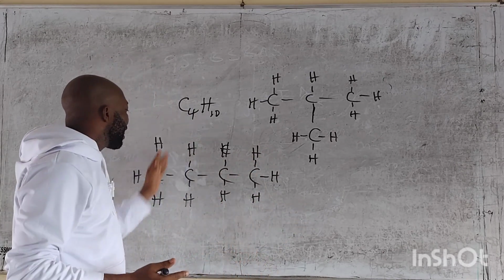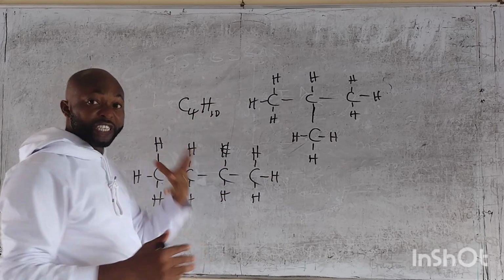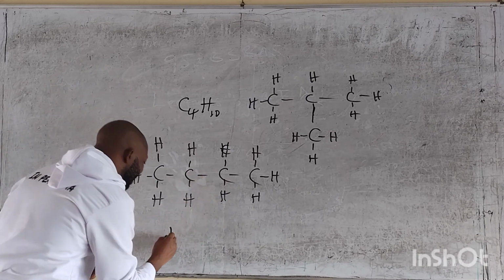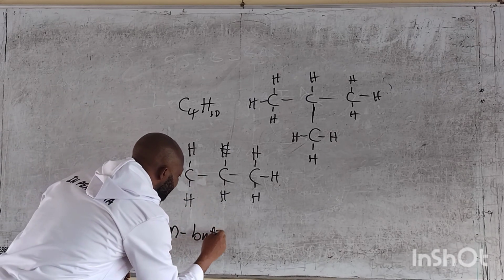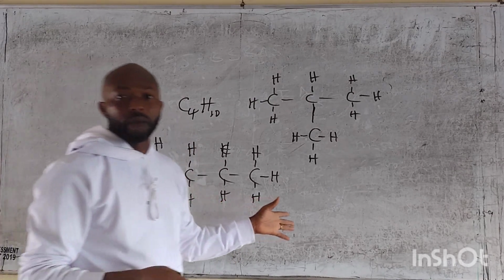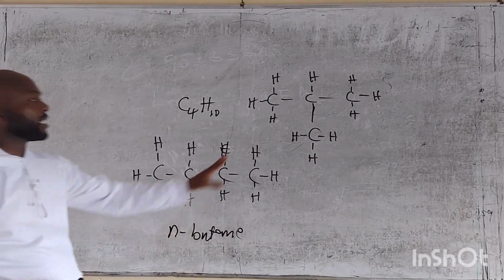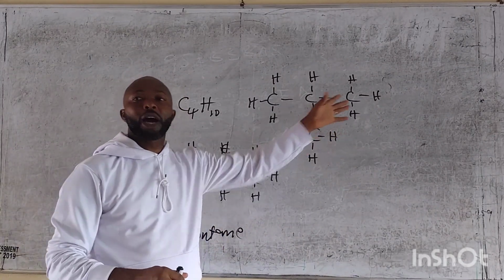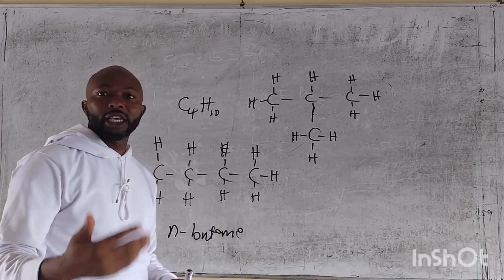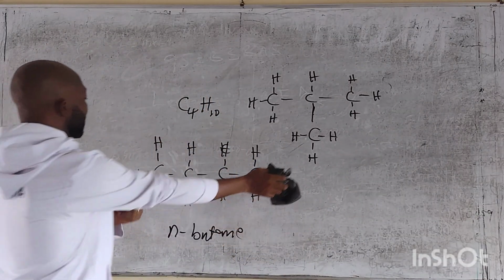So the first one here, which is butane, this is C4H10 for butane, and we have this straight chain for butane. We call it n-butane, which means normal butane. But this being the normal butane, this now is isobutane, an isomer of butane. So we're going to check another compound to see how many isomers we can get. So we've gotten our first one from this. Let's take the second one.